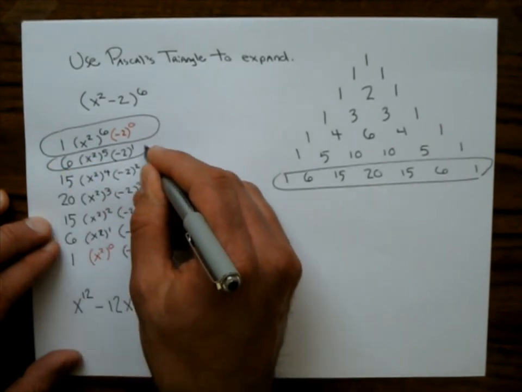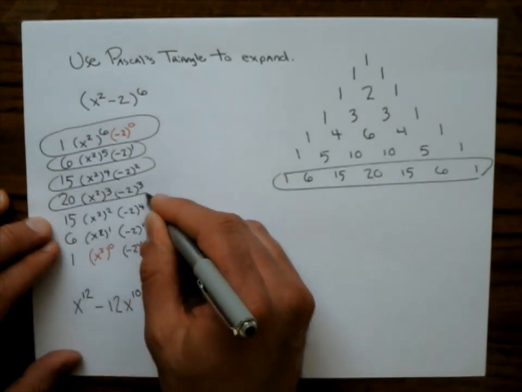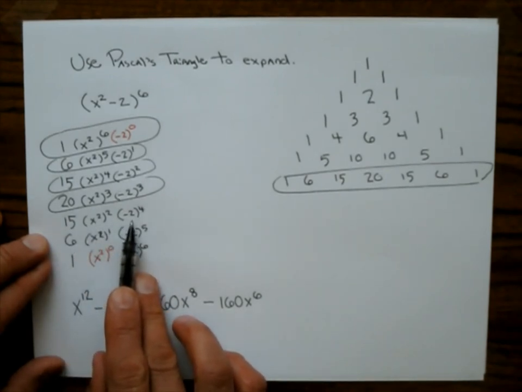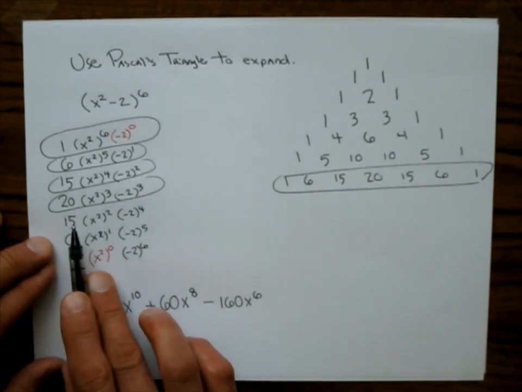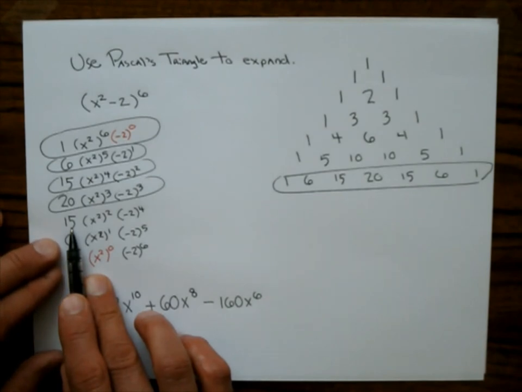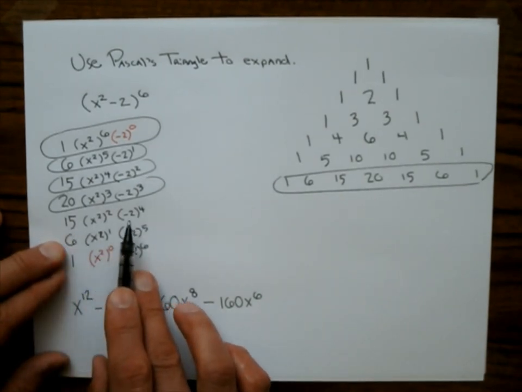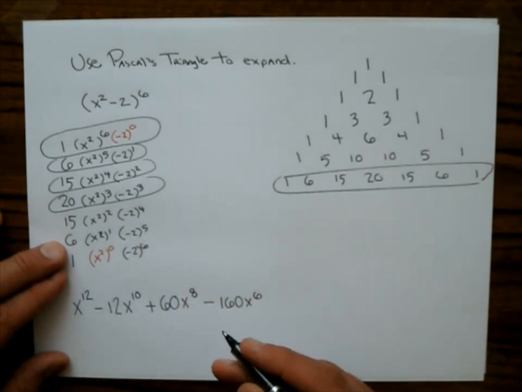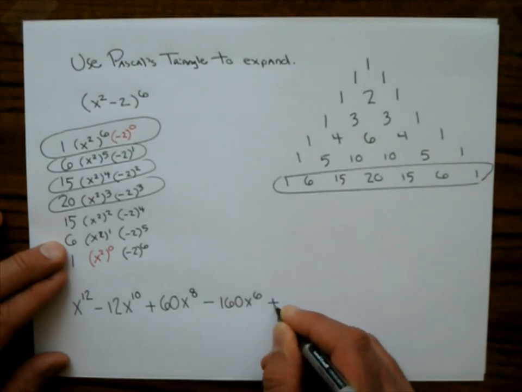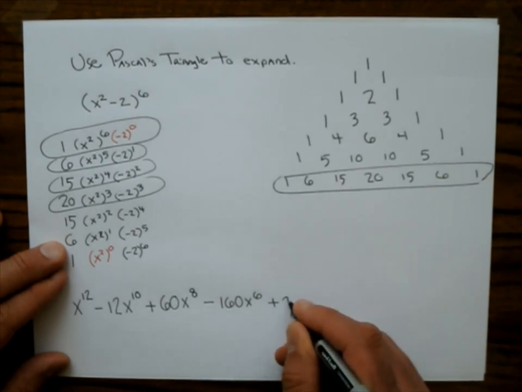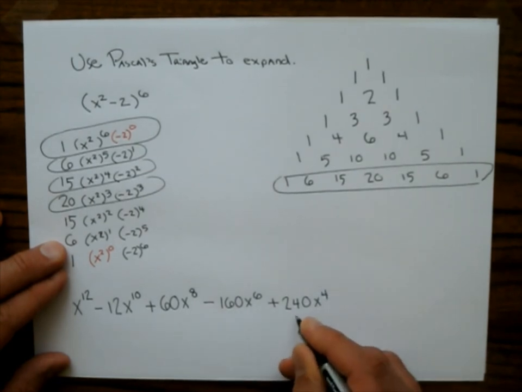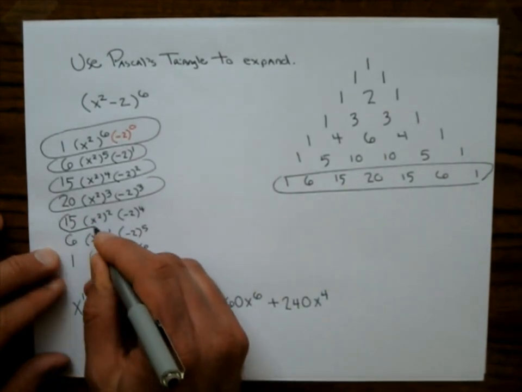Okay, so far I've done, I should be circling them as I do them. I've done those. Now I'm going to do this one right here. So this is really going to be 16 times 15, which is actually a pretty cruel thing to do without a calculator, but it can be done. And so when you go 15 times 16, you're going to get a positive number. You'll get 240 x to the 4th. So that was cruel if you didn't have a calculator.